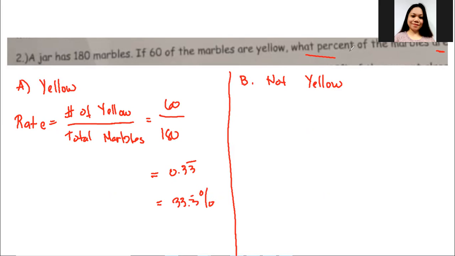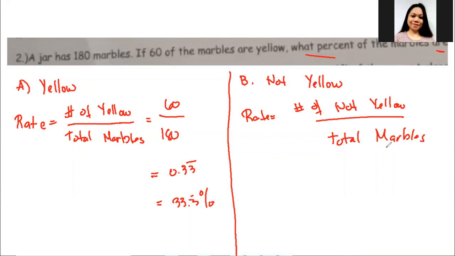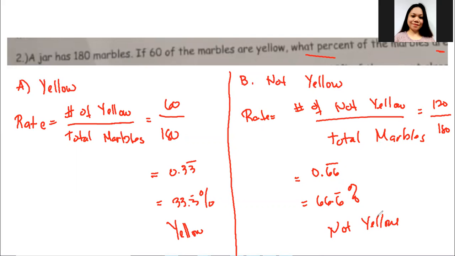yellow. Now, if the question is what percent is not yellow, then your rate would be the number of not yellow divided by total marbles. If 60 of them are yellow, then not yellow will be 120. That means 180 minus 60. So 120 over 180 is equal to 0.66 repeating. So that's equal to 66.6%. So 33.3% are yellow, 66.6% not yellow. So just check for whatever the actual question is. All right, let's do the next one.